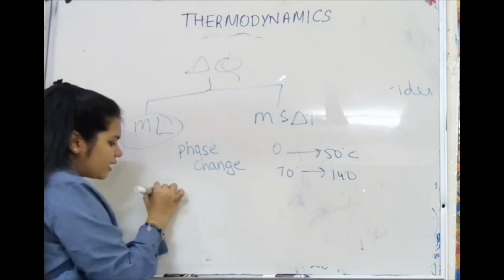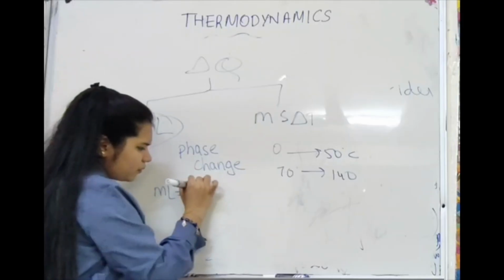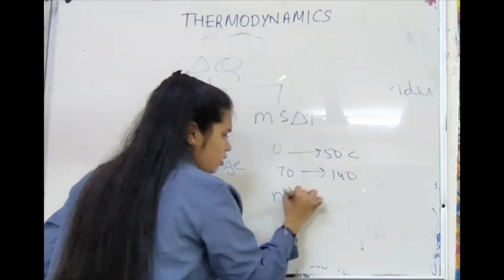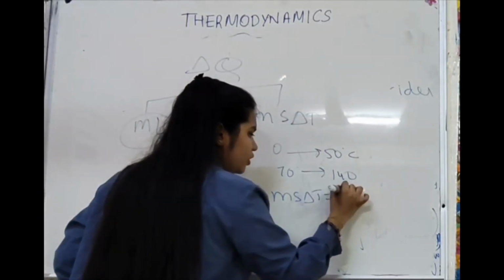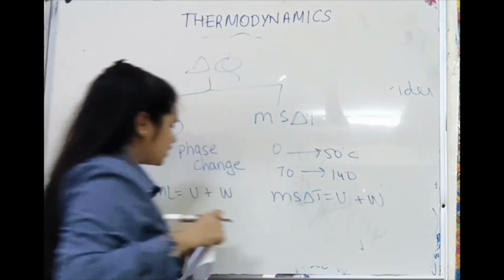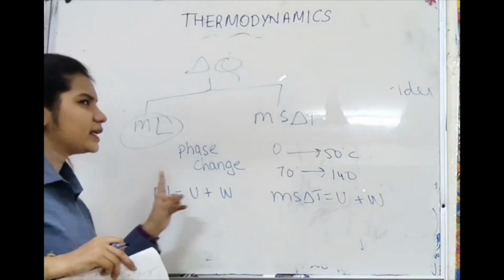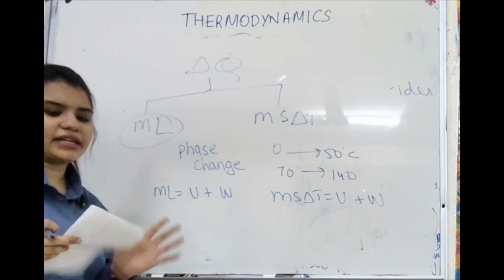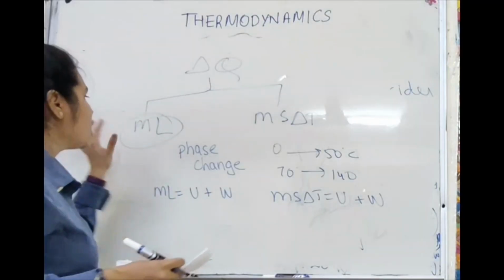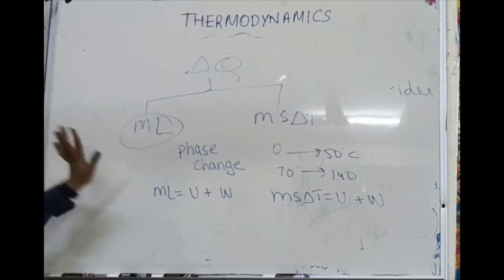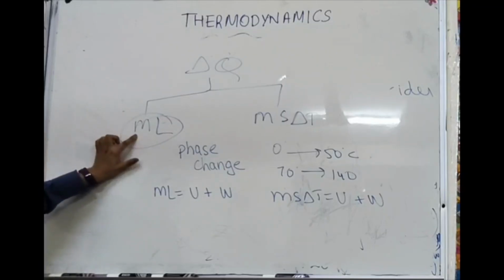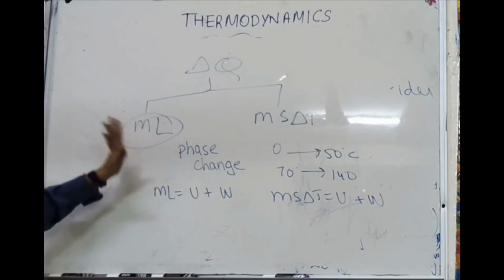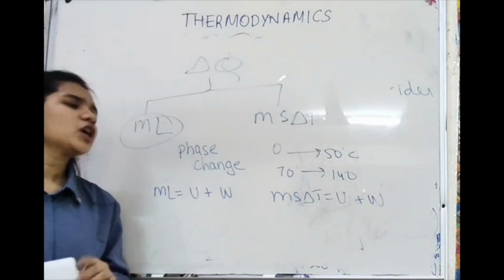So you can substitute it as ML equals delta U plus W, or M S delta T equals delta U plus W. This question came in May 2018 somewhere. They gave a phase change, like ice is melted, same like the previous question. So that's how you use it: instead of Q, you have to put M into L, which is mass into latent heat. Latent heat will be given in the question itself.